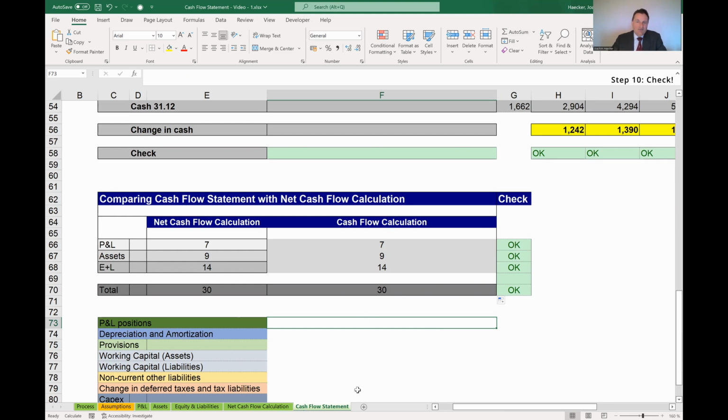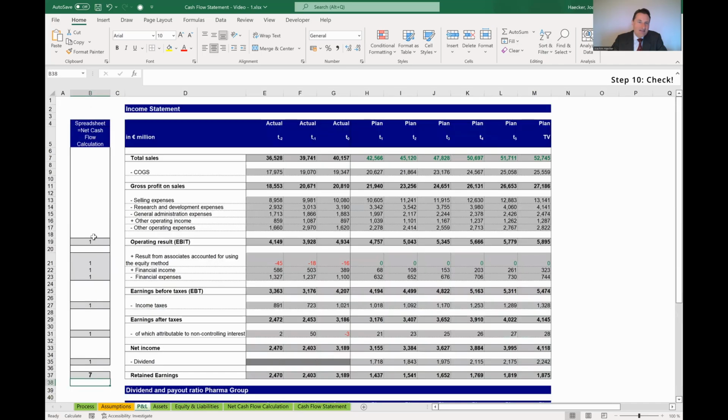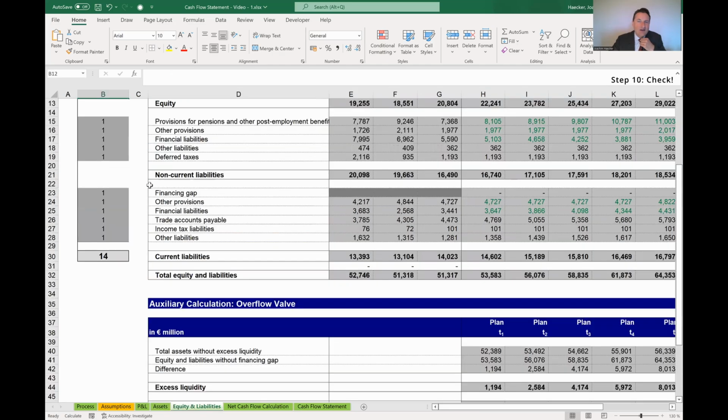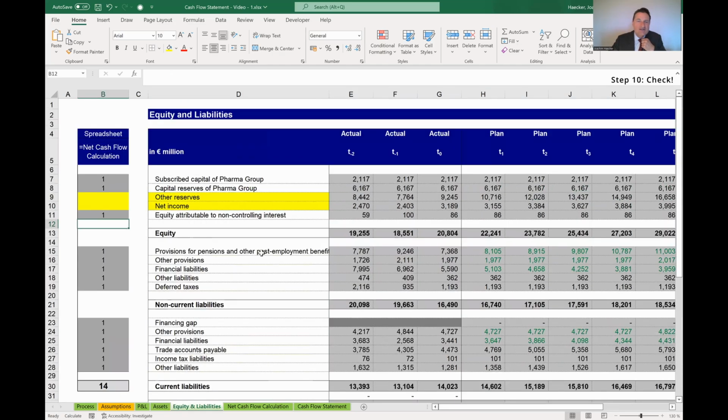What was difficult? Where can I make mistakes? Well, mistake number 1 very often is that you forget positions. That's why I suggest to start with the P&L, assets and equity and liability. Go through all positions and highlight the ones that are not relevant.